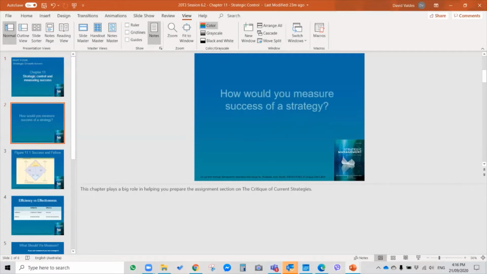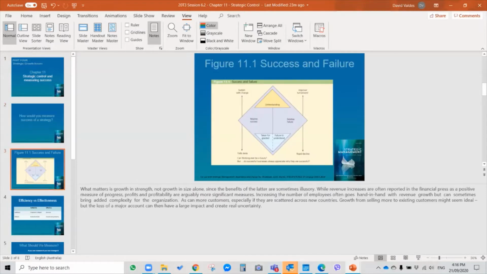Okay. Another thing to talk about here is this one, where what matters is growth in strength, not growth in size alone. So in other words, if somebody says to you that, we're successful because we're growing, and usually when you say grow, we're growing in sales, we're growing in profits. But this slide is arguing it's more than just growth in revenue and sales, but we're also growing in understanding. We're growing in our innovation. We're growing in our learning so that we can actually use that to continue our growth.